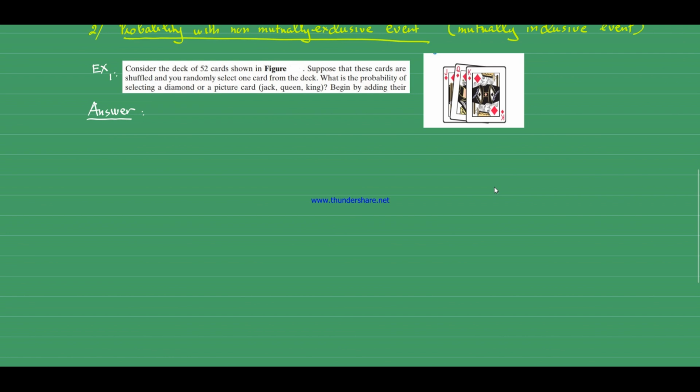Okay, so we know the card deck. If you watched the previous lecture video, you know what the 52 cards are. Suppose that these cards are shuffled and you randomly select one card from the deck, and what is the probability of getting a diamond or a picture card? Okay, all right. Now for the mutually inclusive event, okay, you have to use a different formula.